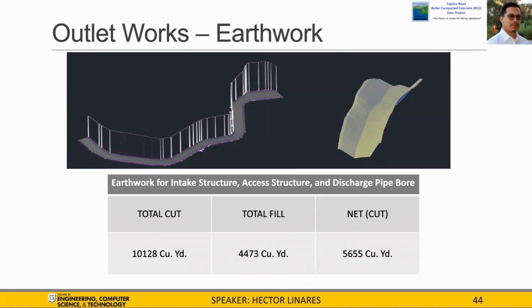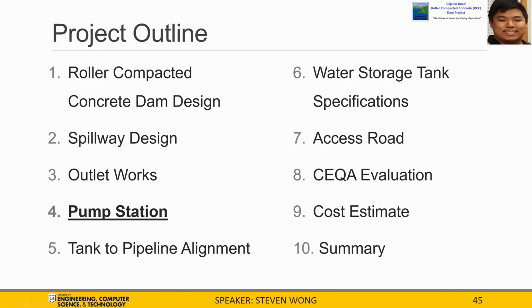From all alignments, a 3D surface was created to analyze the interaction between the existing ground and the proposed elements. It is estimated to cut 10,128 cubic yards and fill 4,473 cubic yards. An excess of 5,655 cubic yards of earth will be exported from the inclined intake structure elements, such as trench, pipeline, and access road. Next, we will be talking about the pump station.